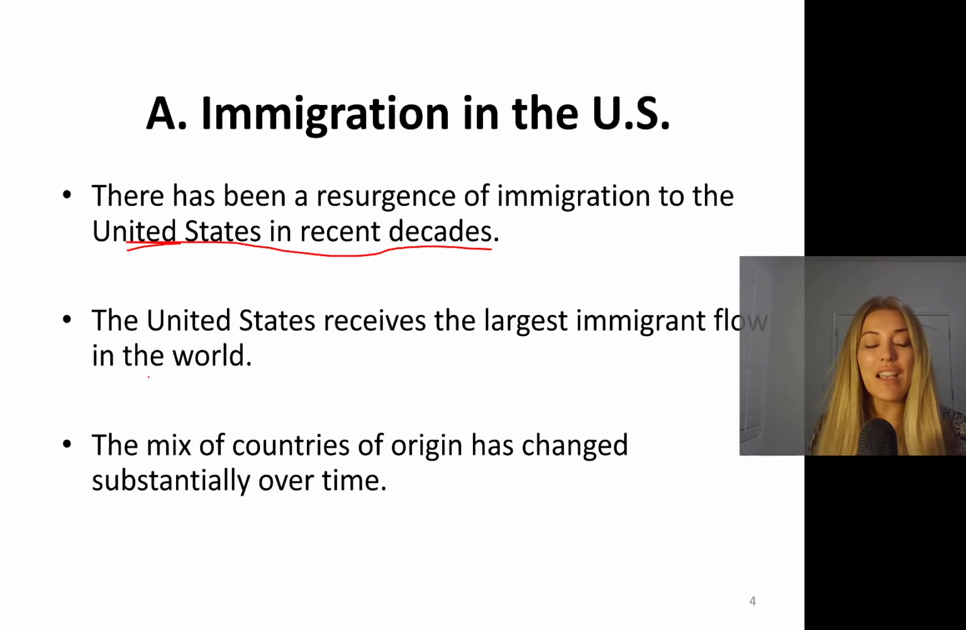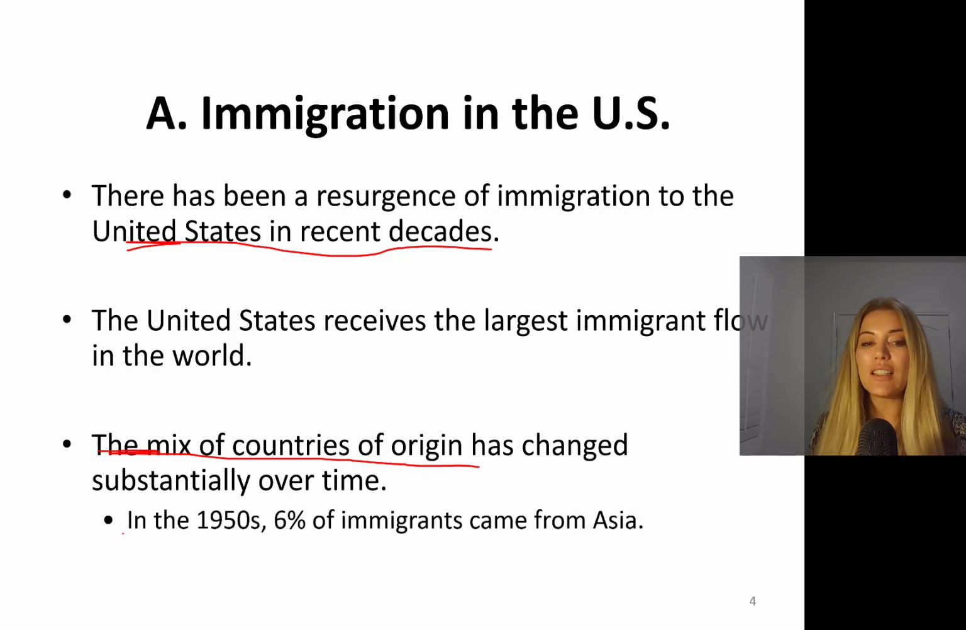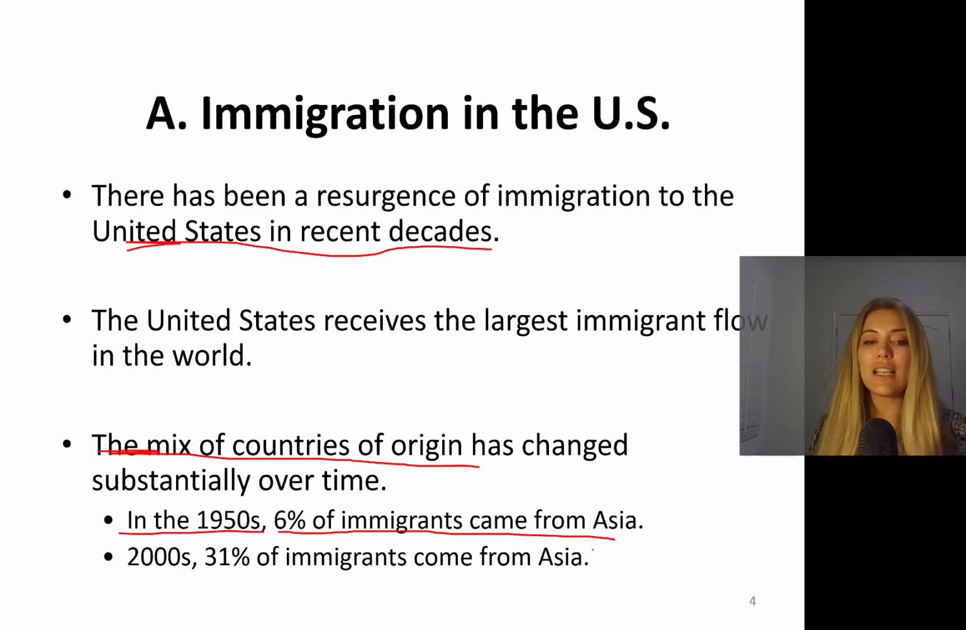Let's get started. So what happened is that the mix of countries of origin has changed tremendously over time in the United States. So in the 1950s, for instance, only 6% of immigrants came from Asia, and most of the immigrants came from European countries. In 2000s, now we have 31% of immigrants coming from Asia. So as you can see, the increase in the percentage of immigrants coming from Asia has gone up.